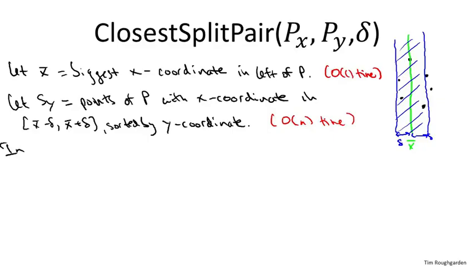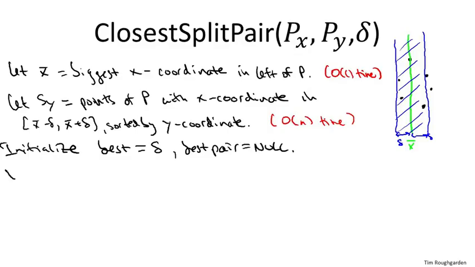As we do the scan, we're going to keep track of the closest pair of points of a particular type that we've seen so far. So let me introduce some variables to keep track of the best candidate we've seen so far. There's going to be a variable best, which will initialize to be delta. Remember, we're uninterested in split pairs unless they have distance strictly less than delta. And then we're going to keep track of the points themselves, so we'll initialize the best pair to be null.